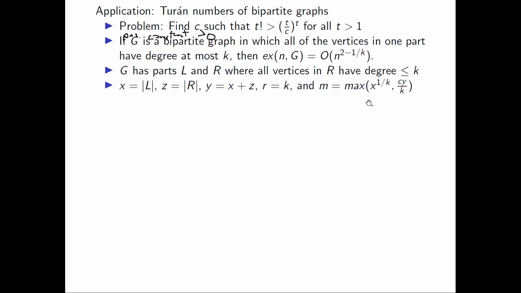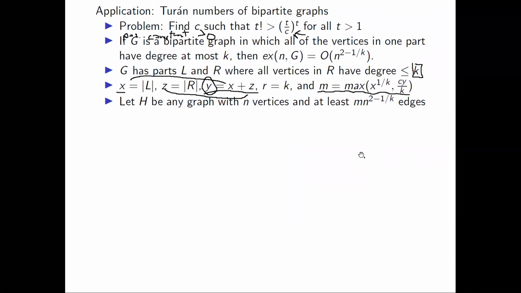We'll say that the variable little x is equal to the cardinality of L. The variable little z is equal to the cardinality of big R. We'll define y right here as x plus z. We'll define r to equal k. And we'll let m right here be the maximum of x to the 1 over k, and the other part of that maximum is c times y over k. Same c we have right here, same y as right here, and the k's are these k's.